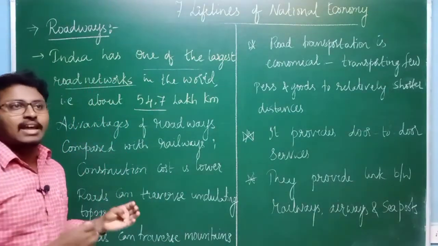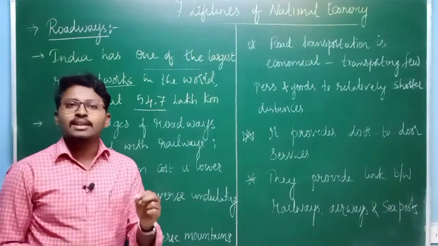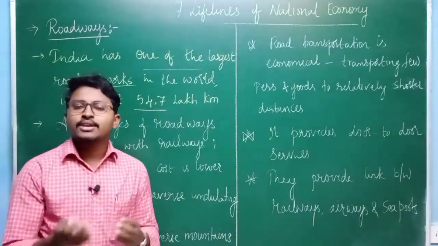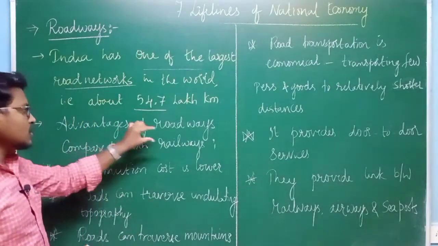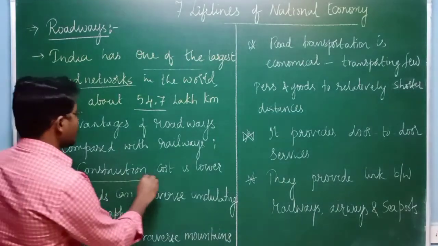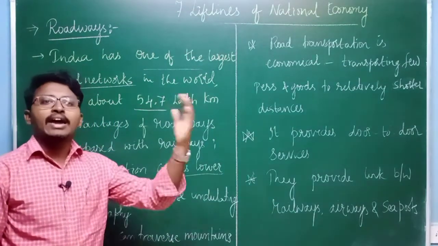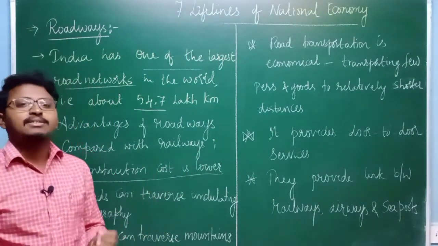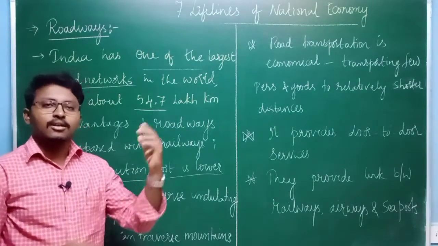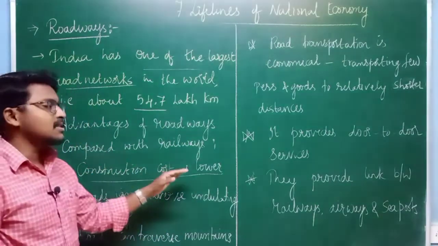If you compare with the railways, usually railways have succeeded over roadways, but still there are some advantages with the roadways when we compare with the railways. Let us see what these advantages are. First and very important, construction cost is lower. The construction cost of railways is very high compared to roadways, and it also takes a lot of time to construct railways. But for roadways, the construction cost is lower.